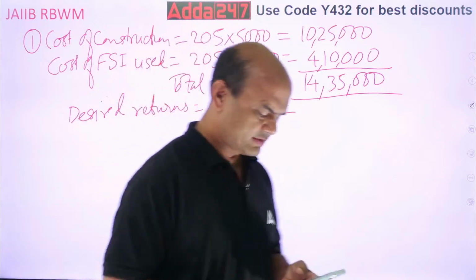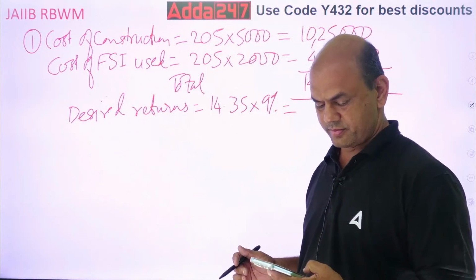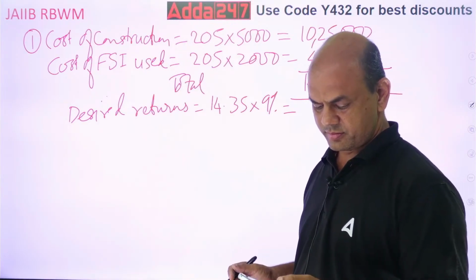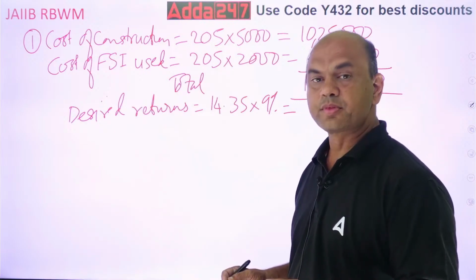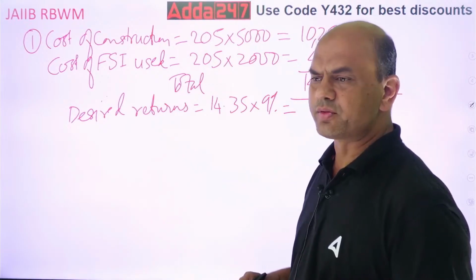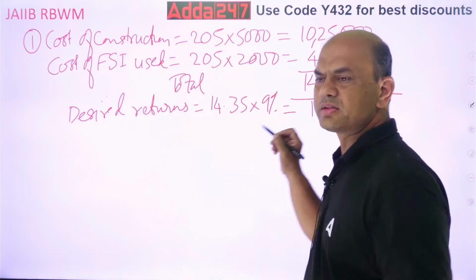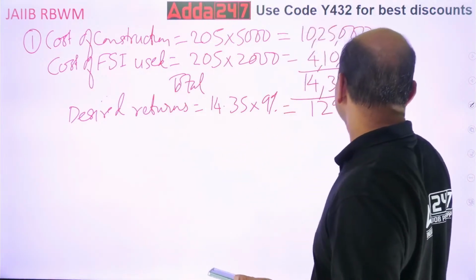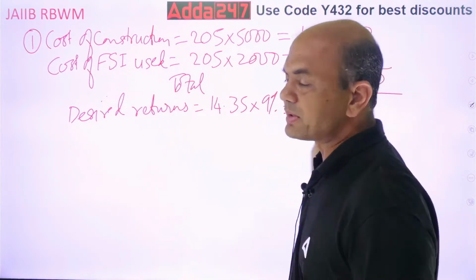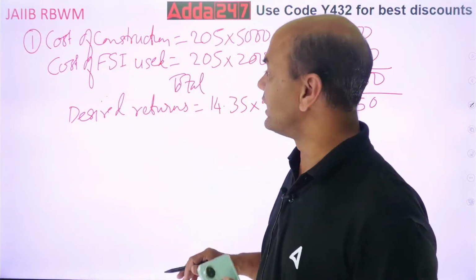So it is, what is the answer? 1 lakh, I'm seeing in the comments, 1,29,150. Yeah. 129, what is this? 150. Correct, 150. This is what I'm seeing in the comments. So this is my desired returns. First part is over. Now second part, encumbrance factor.